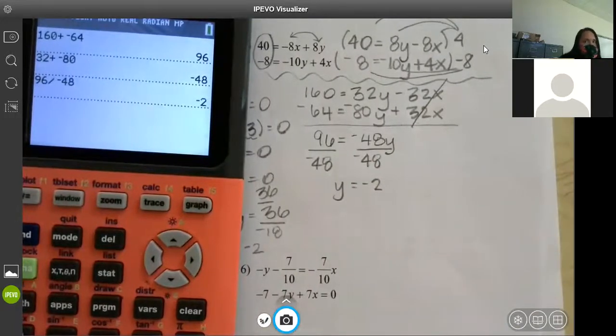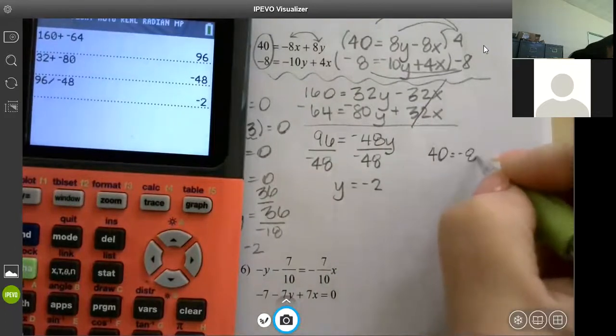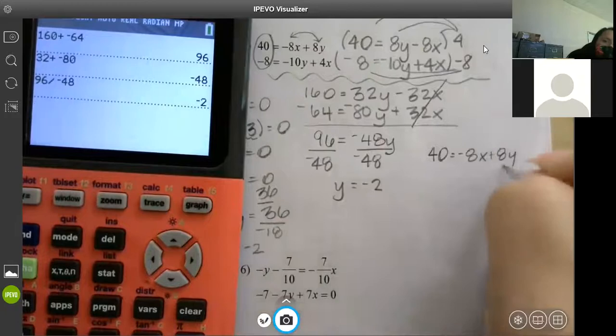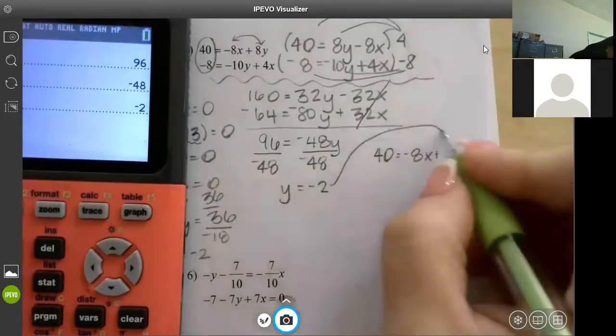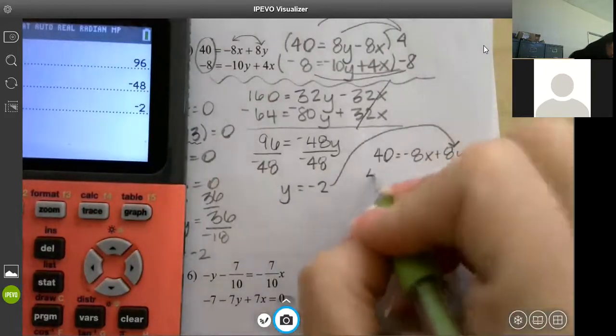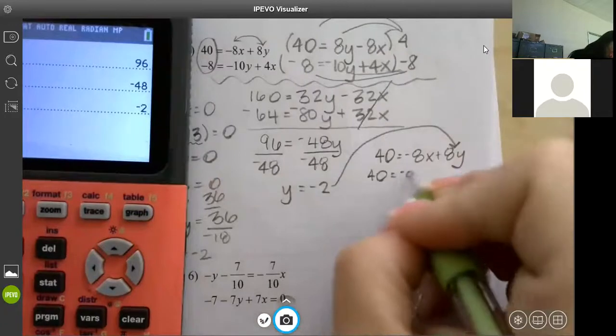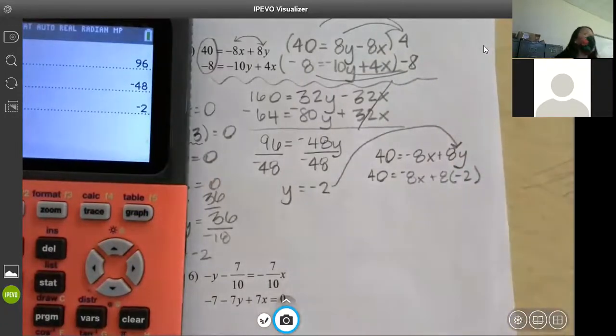Again, pick either equation. It honestly does not matter which one you pick. I think the top one has fewer negatives, so I'm going to go with the top one. 40 equals negative 8x plus 8y. Make sure you plug in for the correct variable. y is negative 2. So 40 equals negative 8x plus 8 times negative 2.